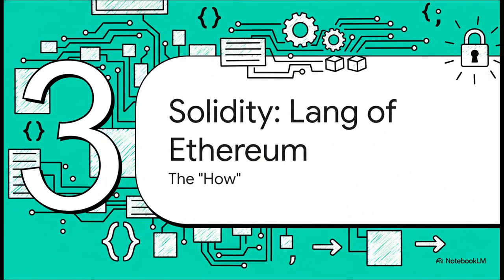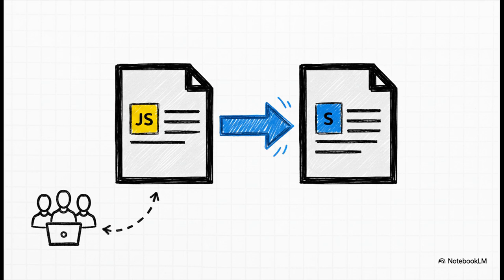Okay, so we've got the what and the where down. Now for the fun part, the how. How do you actually speak to this world computer? Well, you need a language. The go-to language for writing on Ethereum is called Solidity. And here's the best part, especially if you're a developer. It was designed to look and feel a lot like other popular languages like JavaScript.